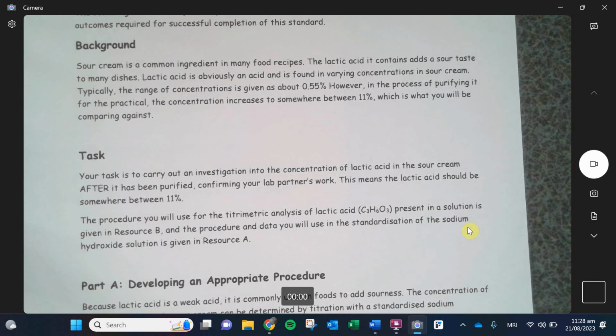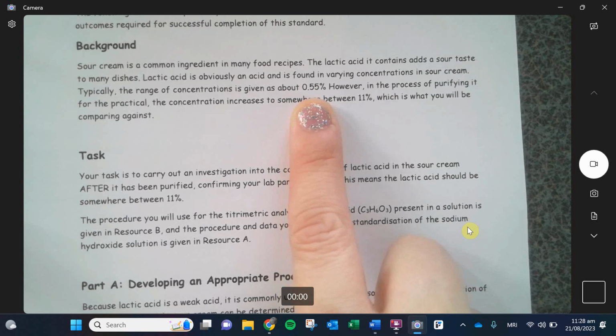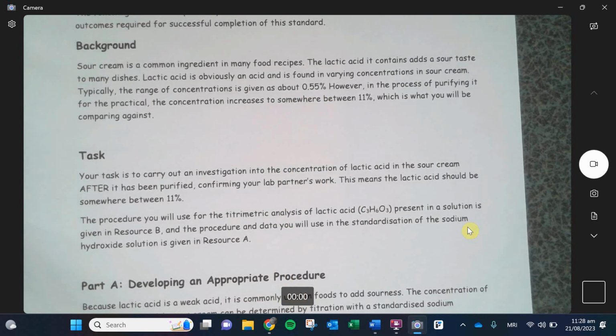So some background information for the teaching version. Everything on the yellow piece of paper, this whole investigation was trying to investigate sour cream. We were trying to calculate and quantify the amount of lactic acid in that sour cream. It is normally around 0.55%. However, for practical purposes, so it's easier for us to get a reaction, we've decided to purify it and concentrate it down a bit. So in theory, what we should have is 11% of the solution being lactic acid. What we are doing with this task is trying to confirm whether or not that is the case.